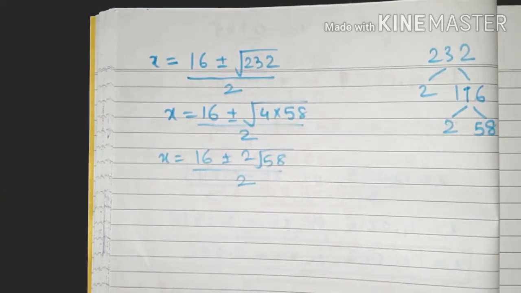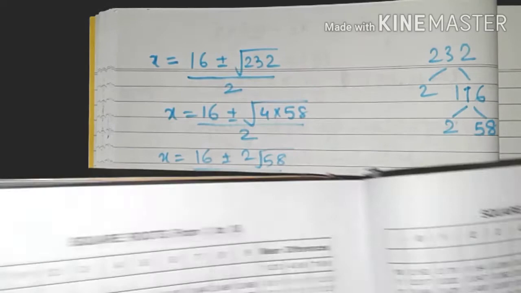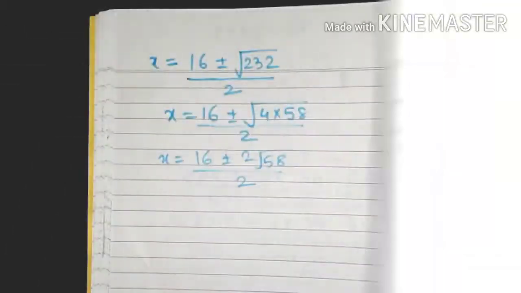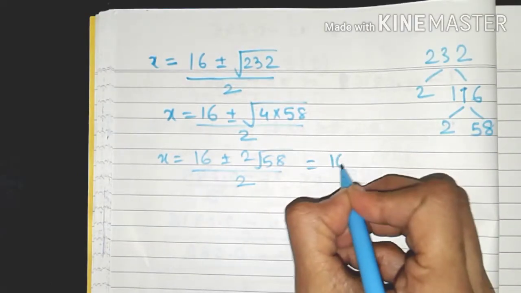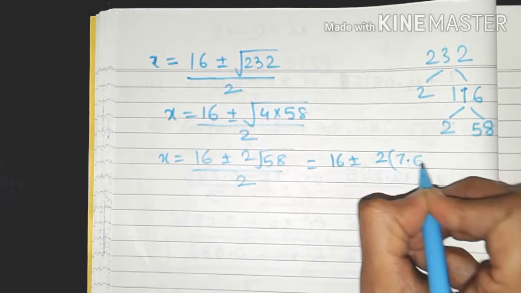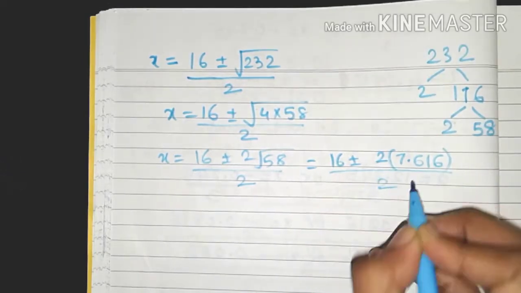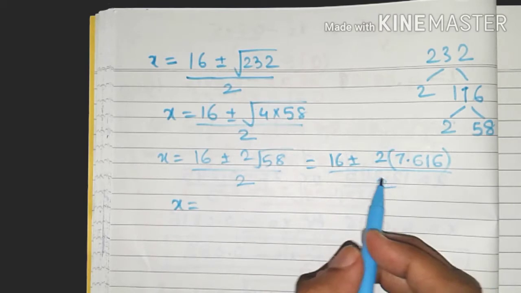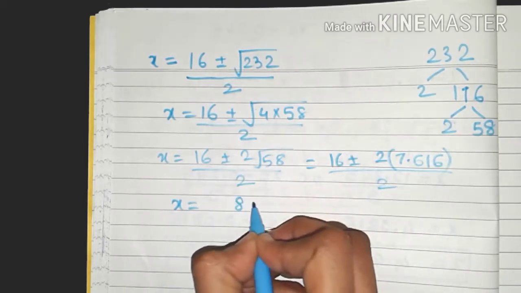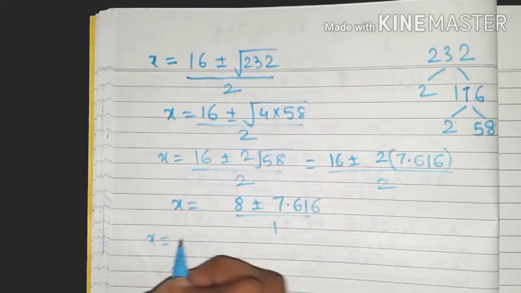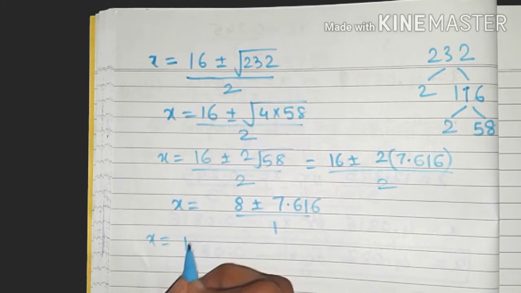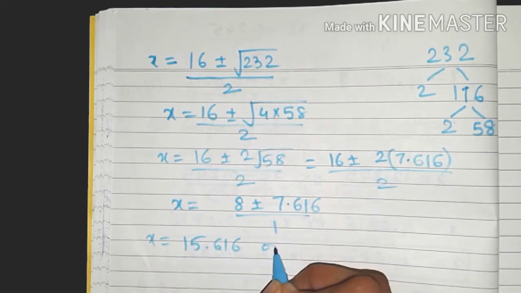So now let's check in the square root table what is root of 58. Here. I hope you can see this. Root of 58 is 7.616. So let's write it down. Divided by 2. Now don't do multiplication, as I told you in the previous sum, take out the common terms. So we'll get 8 plus or minus 7.616 divided by 1.